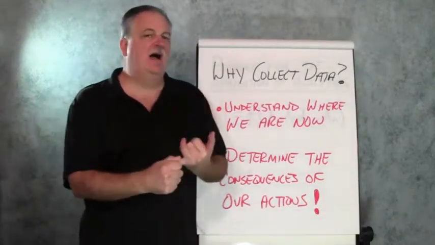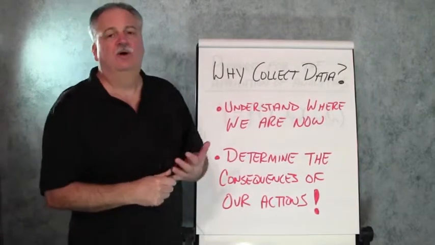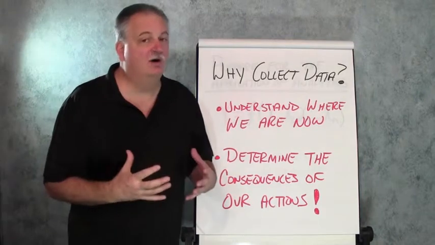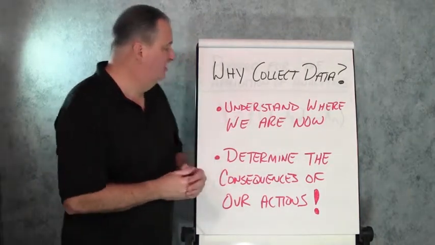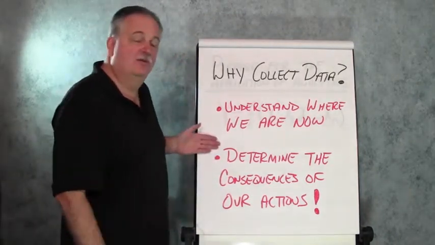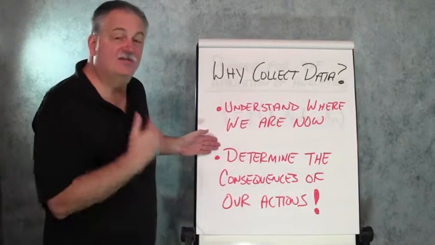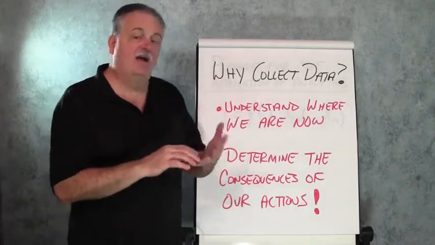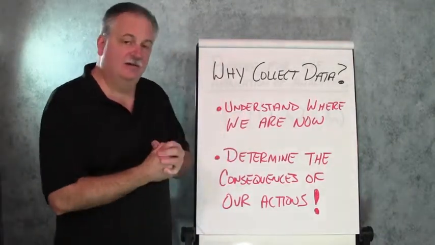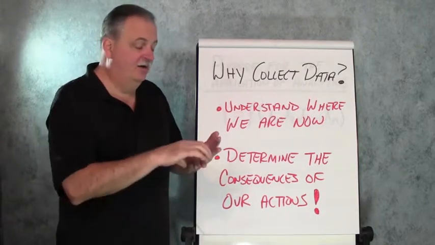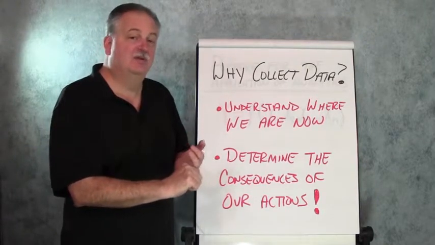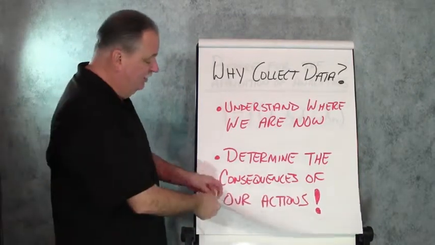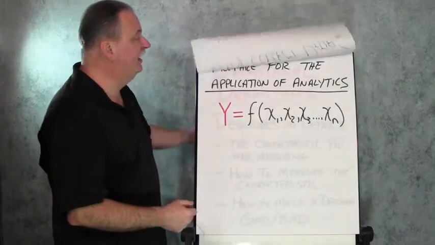So the first thing is, why do we need to collect data? Well, the first key is we really need to understand where we are. Where are we now? And then we need to be able to determine the consequences of the things that we've been doing, the consequences of our actions. So our analytics, using the data that we collect, can tell us where we are and what has happened due to the things that we have done. That's a key to this whole thing about analytics and big data.